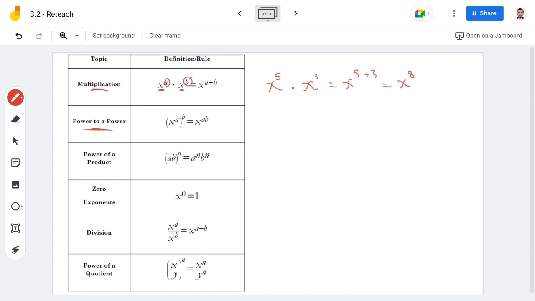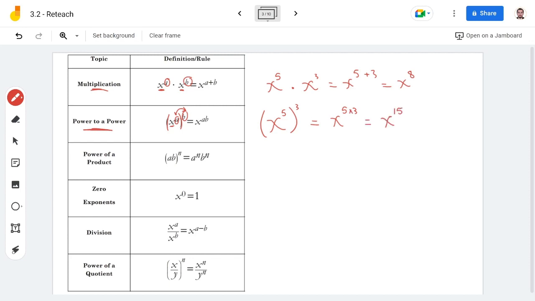When we have a base to a power, and a bracket to another power, we multiply the two powers together. For example, if we have something to the power of 5 and then all of that to the power of 3, we multiply 5 times 3, which is equal to 15.